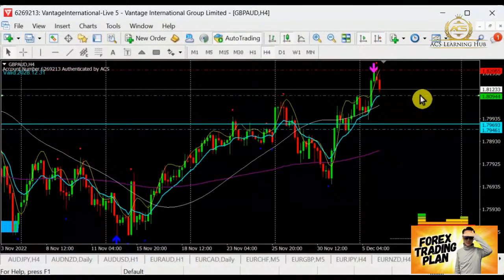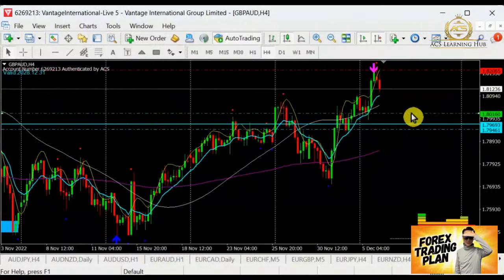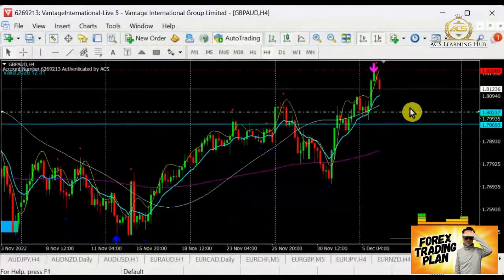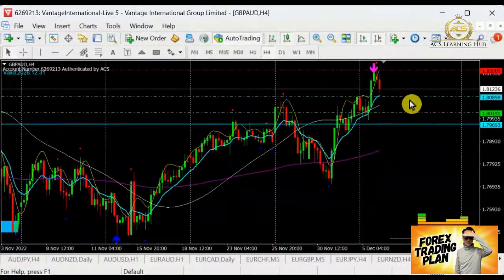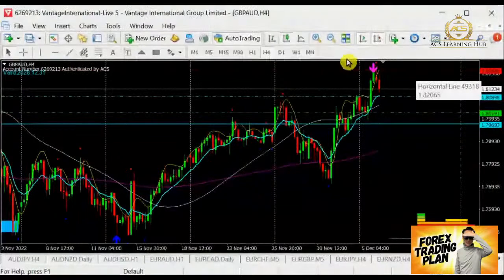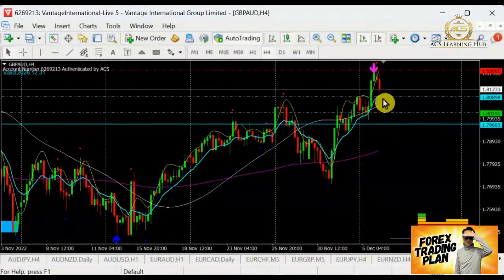We have one more support here, which is actually very near. Okay, we have one support over here. This is a concrete support over here. So over here is a higher lows area. So this one may hit here and continue to fight.